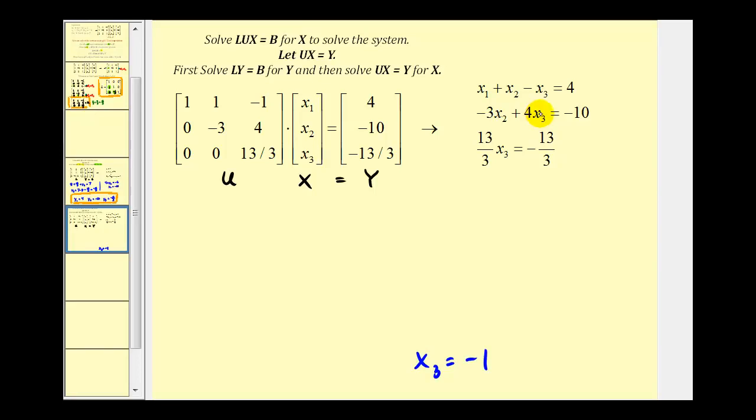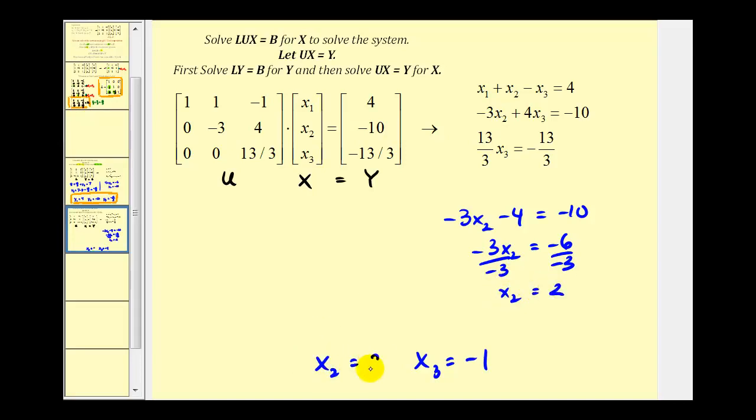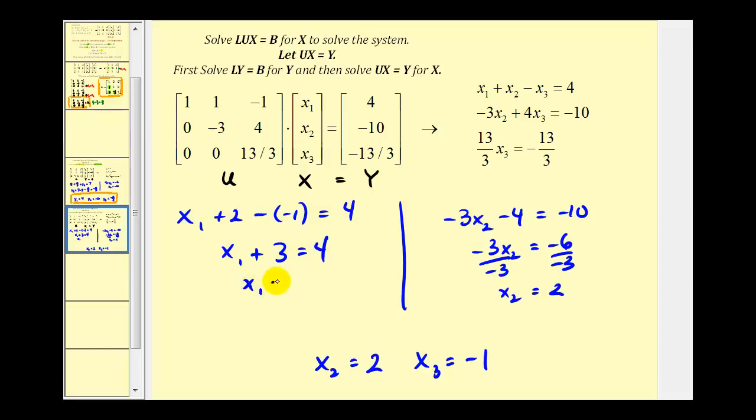So if x sub 3 is equal to negative 1, the second equation would be negative 3x sub 2 minus 4 equals negative 10. Add 4 to both sides. We get negative 6. Divide by negative 3. We have x sub 2 equals 2. Now we're left to find x sub 1. Well, we have x sub 1 plus x sub 2, or plus 2, minus x sub 3, which is negative 1, equals 4. We have x sub 1 plus 3 equals 4, so x sub 1 equals 1.